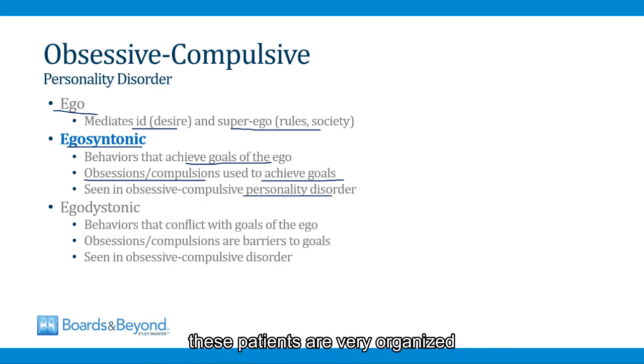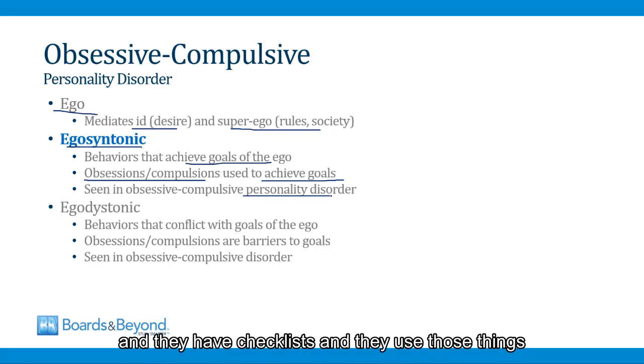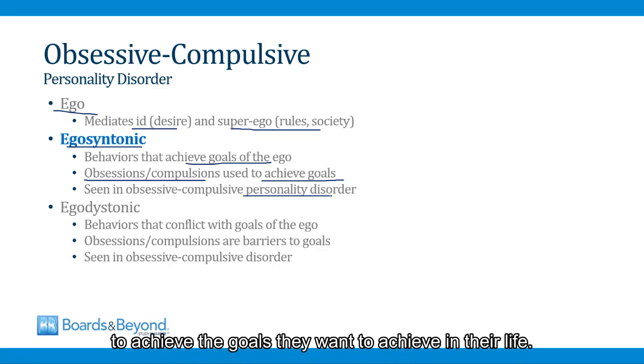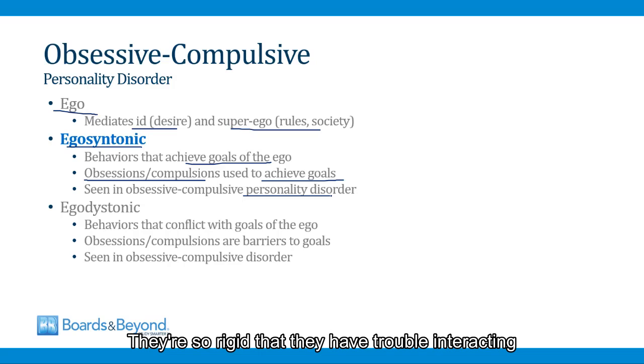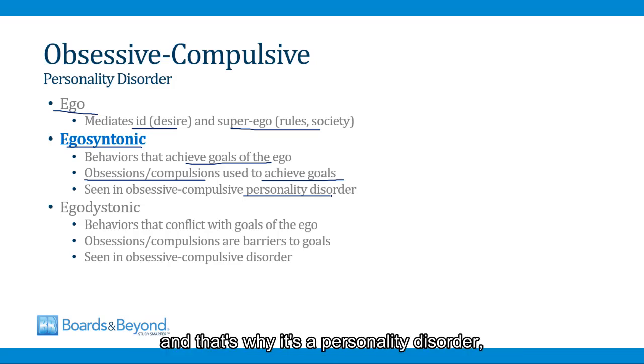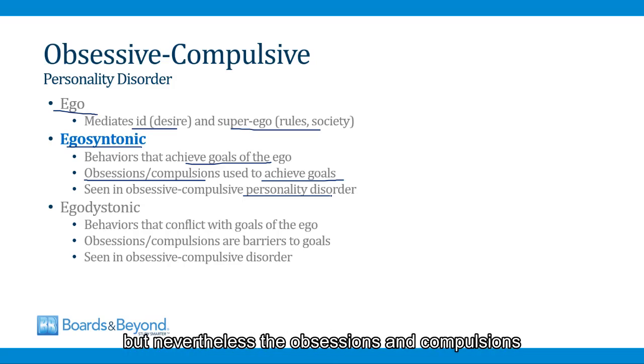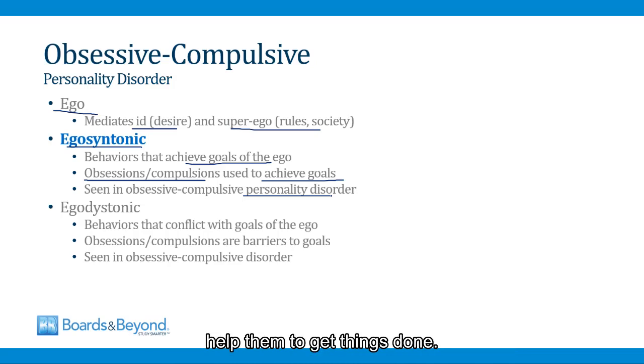These patients are very organized and they have checklists and they use those things to achieve the goals they want to achieve in their life. They're so rigid that they have trouble interacting with others, and that's why it's a personality disorder, but nevertheless the obsessions and compulsions help them to get things done.